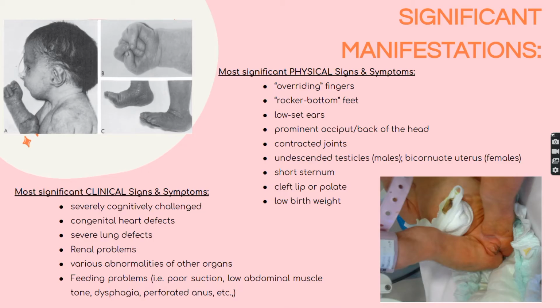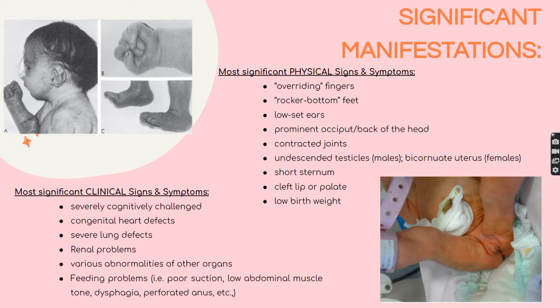In the infant with the trisomy 18 syndrome, there are both significant physical and clinical signs and symptoms or manifestations associated, such as misshapen fingers and toes, often clenched hands, which is when the index finger deviates or crosses over other fingers. This is also called overriding fingers. The soles of the feet may also be rounded instead of flat, as seen in the picture. This is also called rocker bottom feet.